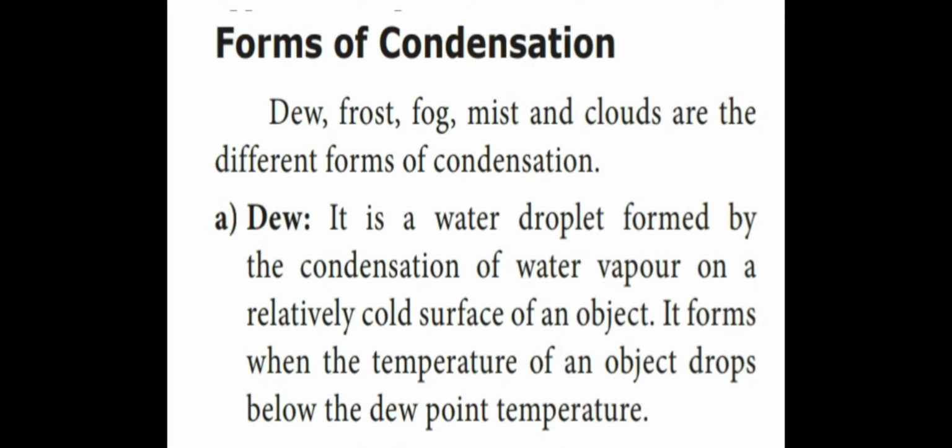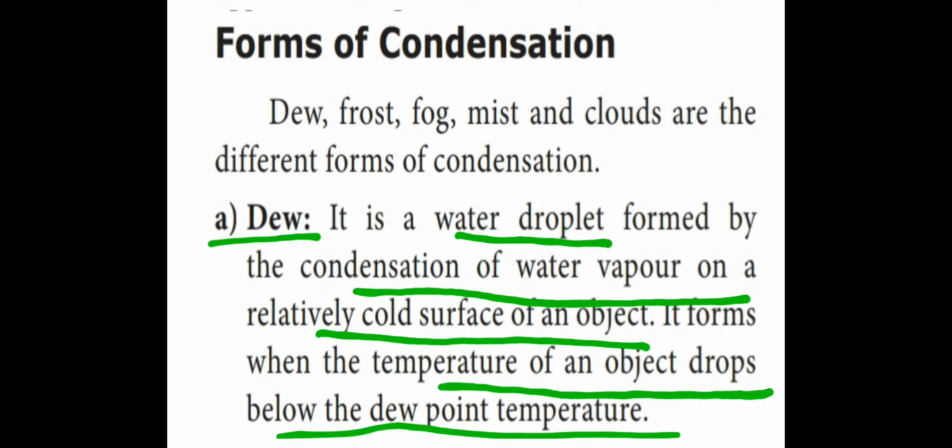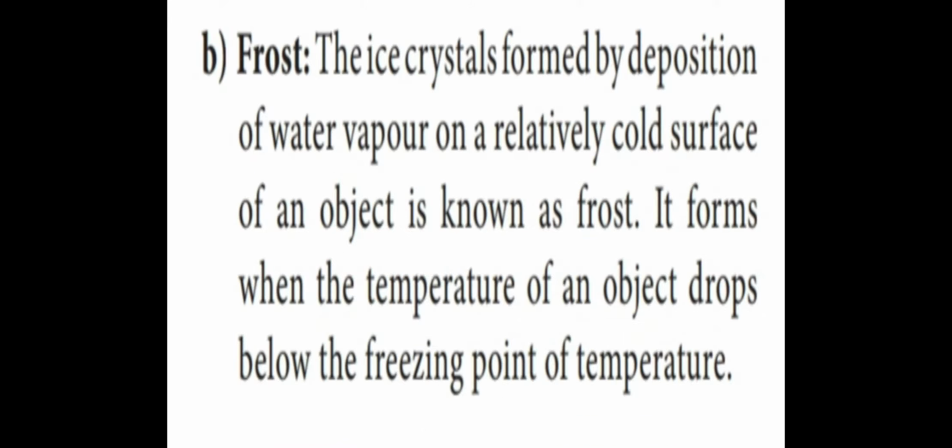Got it? Forms of condensation. What are the forms of condensation? Dew, frost, fog, mist, and clouds are the different forms of condensation. We are going to see them in detail now. First one is dew. It is a water droplet formed by the condensation of water vapor on the relatively cold surface of an object. It forms when the temperature of an object drops below the dew point temperature. Next, frost.